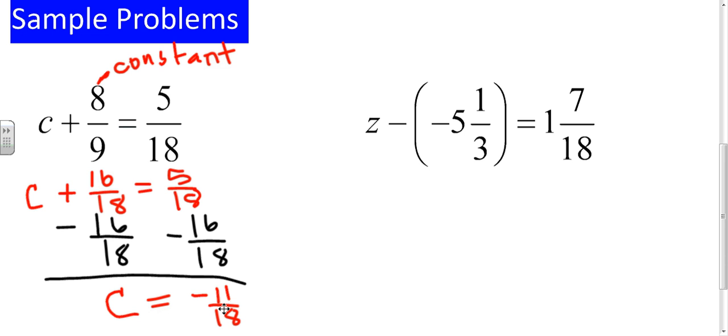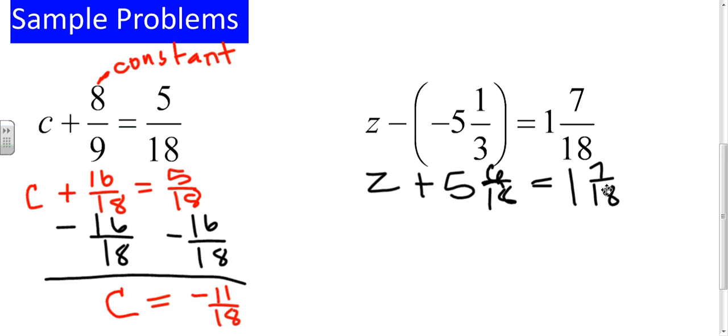This next example is one where I could simplify it a little bit. I want to rewrite this as Z plus 5, and I'm going to take my time here and write the same denominator too. The least common denominator of 18 and 3 is 18. So 1/3 can be rewritten as 6/18, and that's going to be equal to 1 7/18. Now again, my constant on the variable side is this 5 6/18, so that's what I want to eliminate. This is a positive 5 6/18, so I am going to subtract 5 6/18 on both sides.